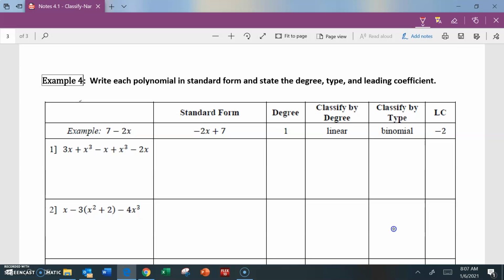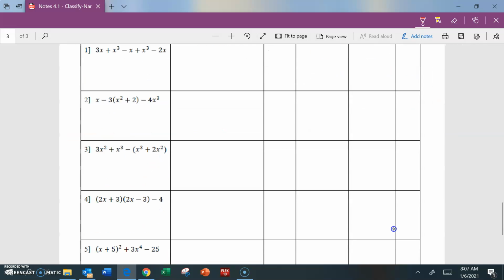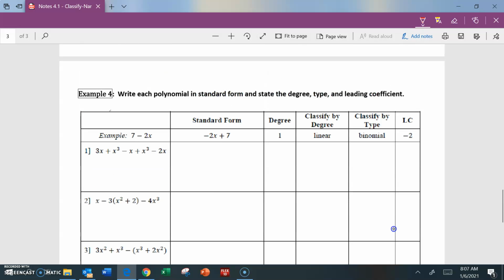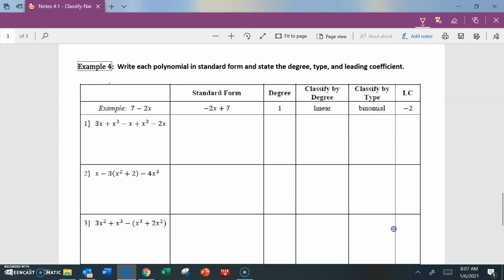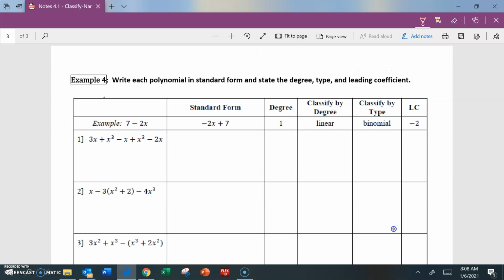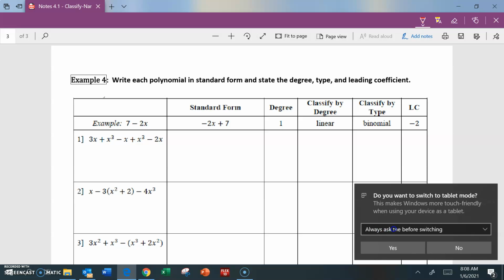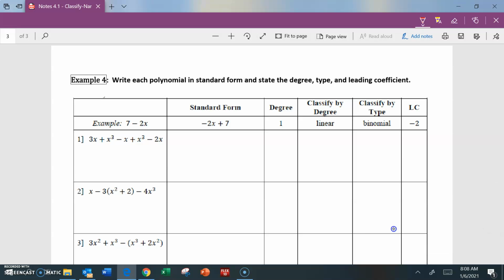What I would like you to do is, I'm going to do this first example with you, and then I would like you to just pause the video. Actually, I'm probably going to go to a new part. I'll call it part 2 of the video. So let me do this first one with you. In example 4, you are going to write each polynomial in standard form first. Then you're going to state the degree, the type, and the leading coefficient.